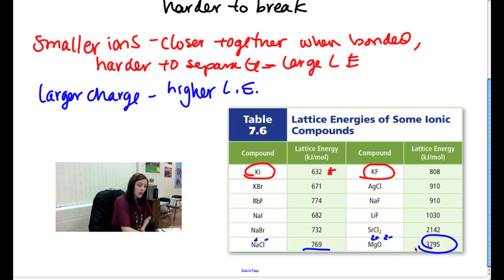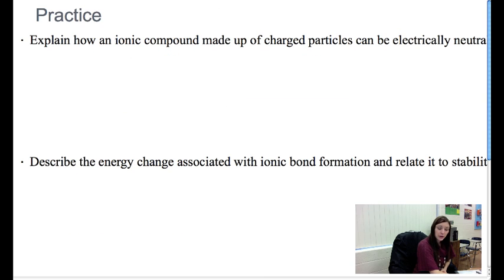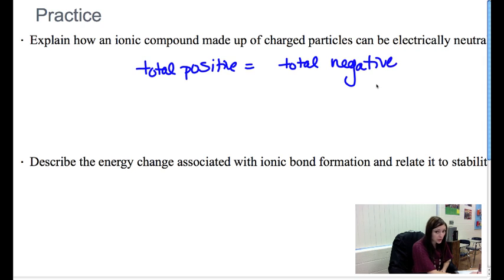Okay? So let's look at the practice problems. Explain how an ionic compound made up of charged particles can be electrically neutral. Well, that's because your total positive should equal your total negative. We looked at this before in the earlier video, so this one should be kind of a review. However many one loses, the other one gains.